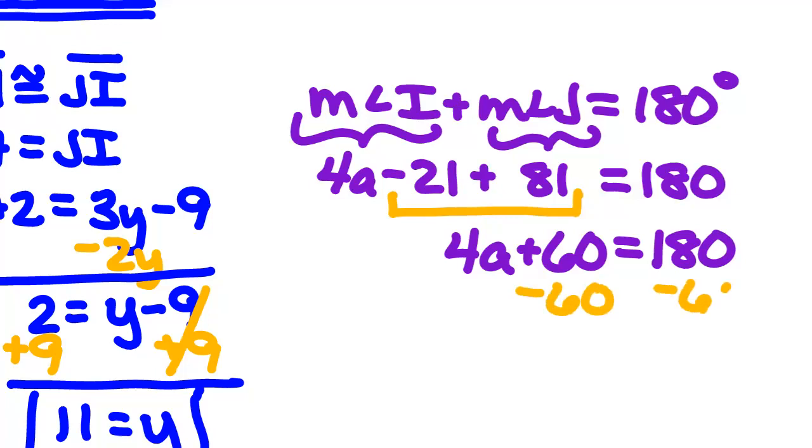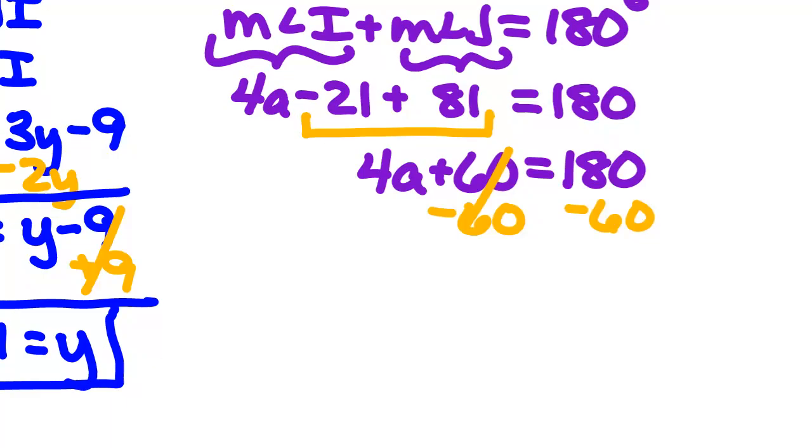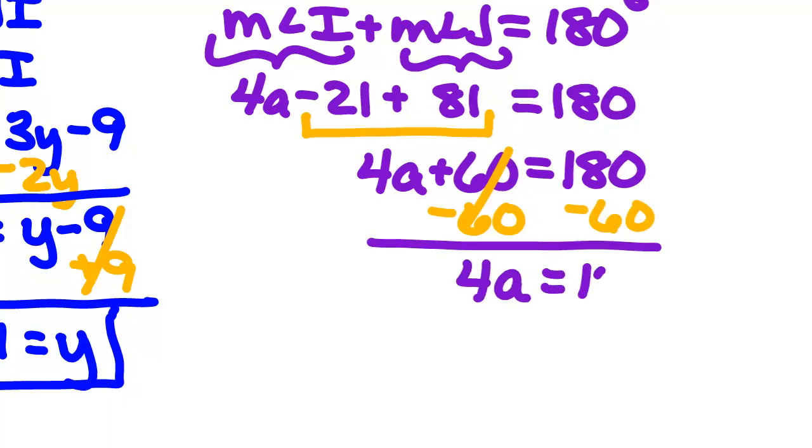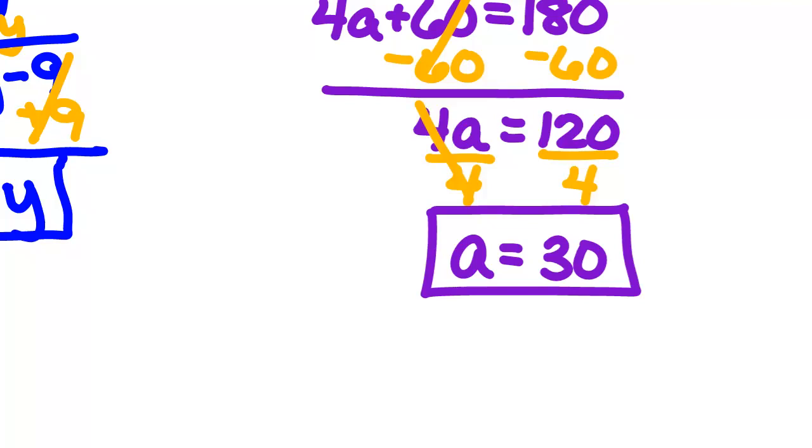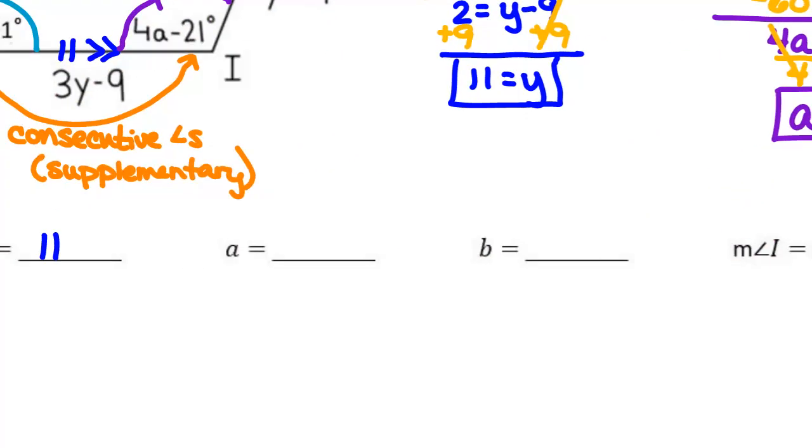Then we subtract 60 from both sides, and I get 4A equals 120. Then I divide both sides by 4. And A is what? Not 3. 30. If you said 30 and I heard 3, I apologize. A is 30.